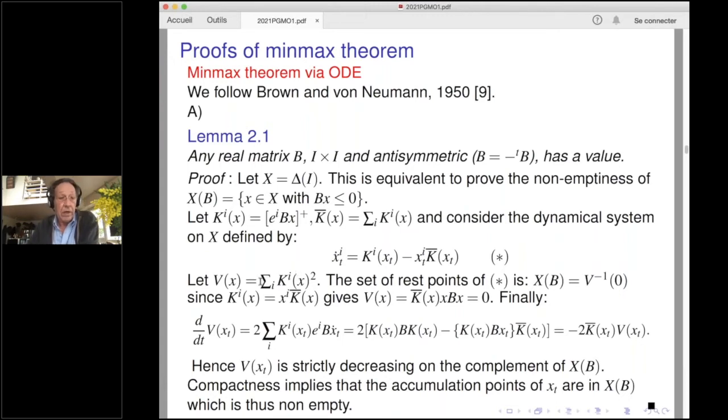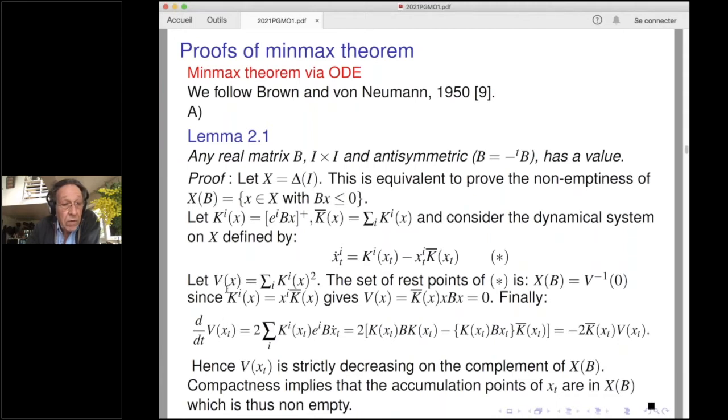I introduce V to be the sum of this quantity squared, and the rest points of this dynamical system are X of B, which is V minus 1 of 0. It means that each K_i is 0. In fact, if you have a rest point, the time derivative is 0. It means that for every i, K_i equals x_i K bar. And if you replace here, this gives that V of X is K bar times xBx, and xBx is 0 because the matrix is antisymmetric. Now, this will be a Lyapunov function.